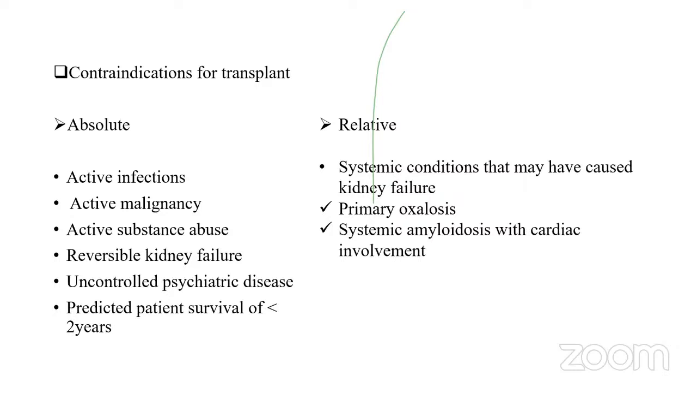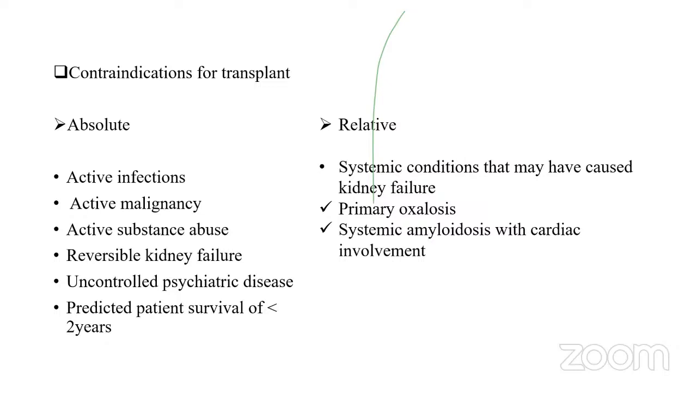Contraindications for transplant for recipient. Absolute contraindications are active infections, active malignancy, active substance abuse, reversible kidney failure, uncontrolled psychiatric disease, and predicted patient survival less than 2 years.